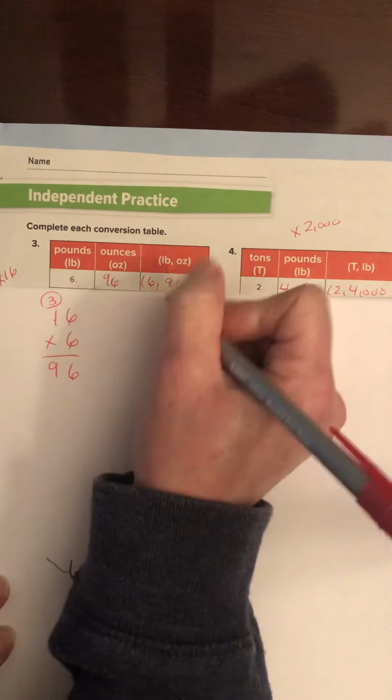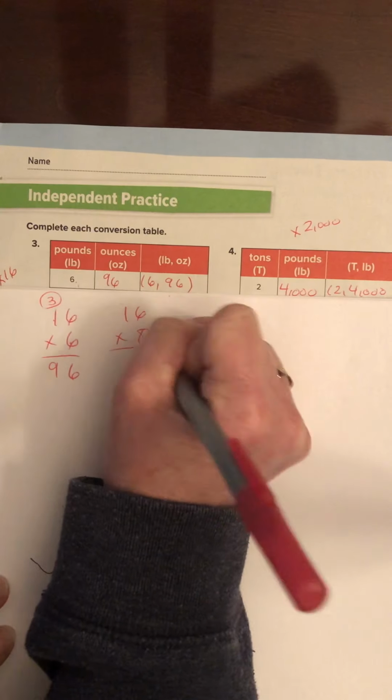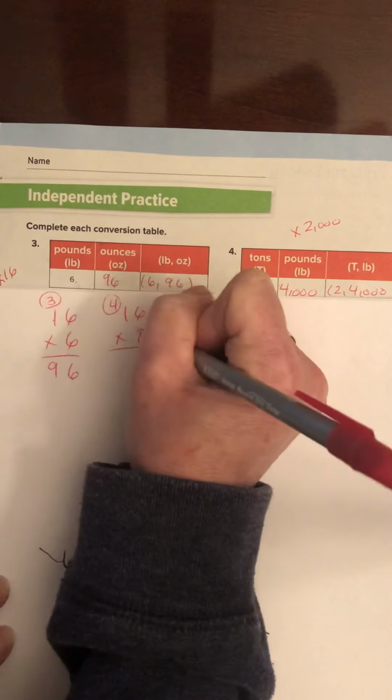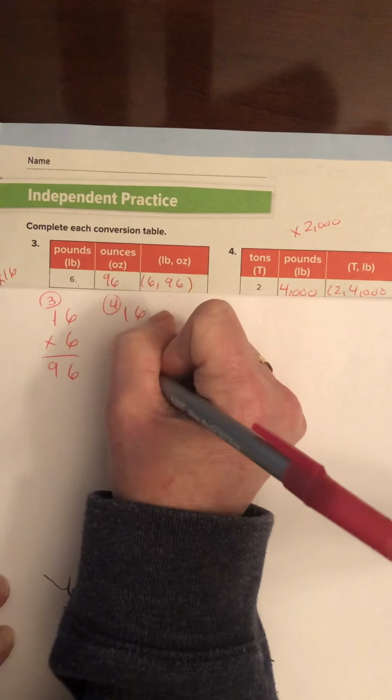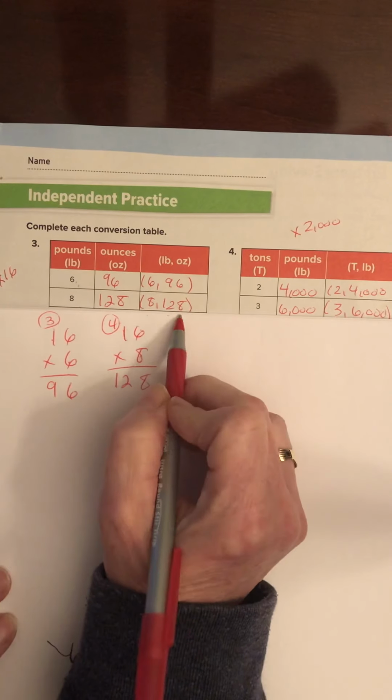Okay? Next one they want you to do is 8. So 16 times 8. 8 times 6 is 48. Put down the 8, carry the 4. 8 times 1 is 8, plus 4 more is 12. So the next one is 128, and then 8 and 128.